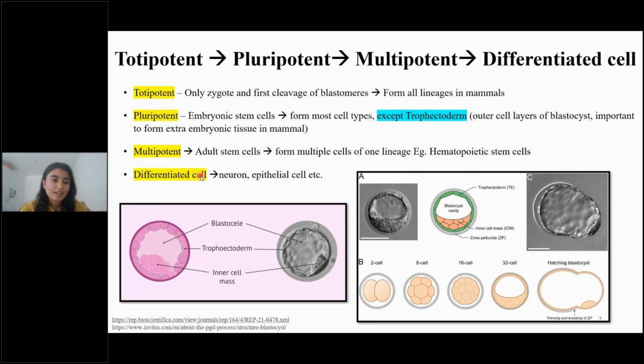Okay. Then the differentiated cell, which is the last stage, right? Then we have the neuron forming, the epithelial cell forming, everything. So this is what a blastocyst looks like under a transmission electron microscope, or the TEM we basically call it.